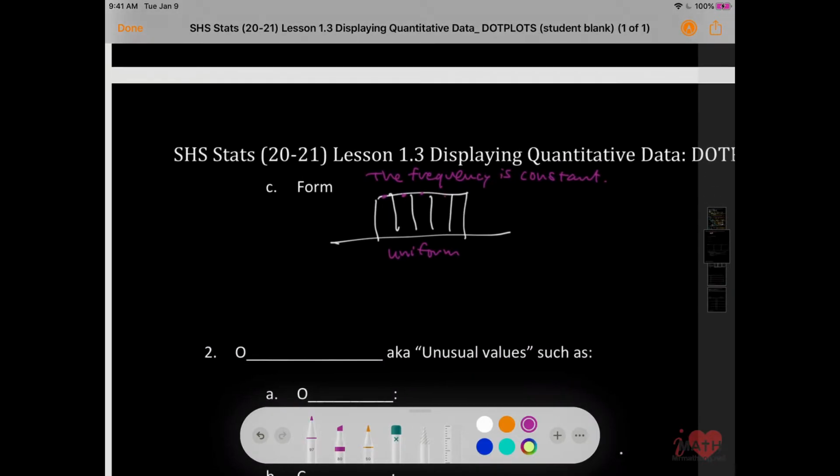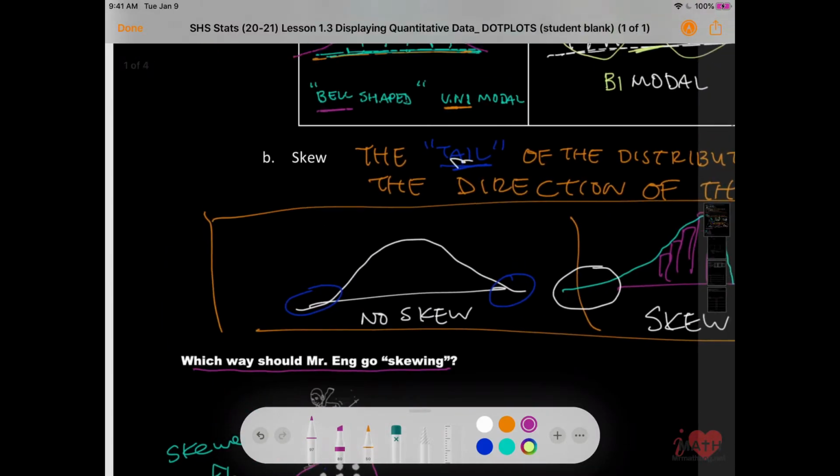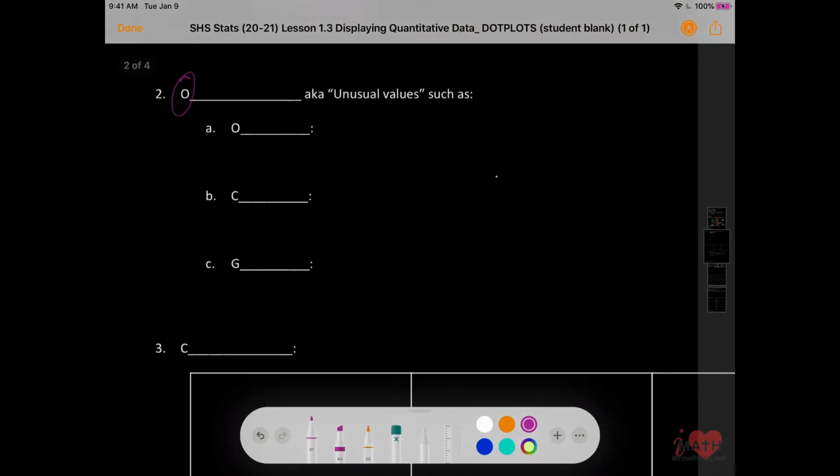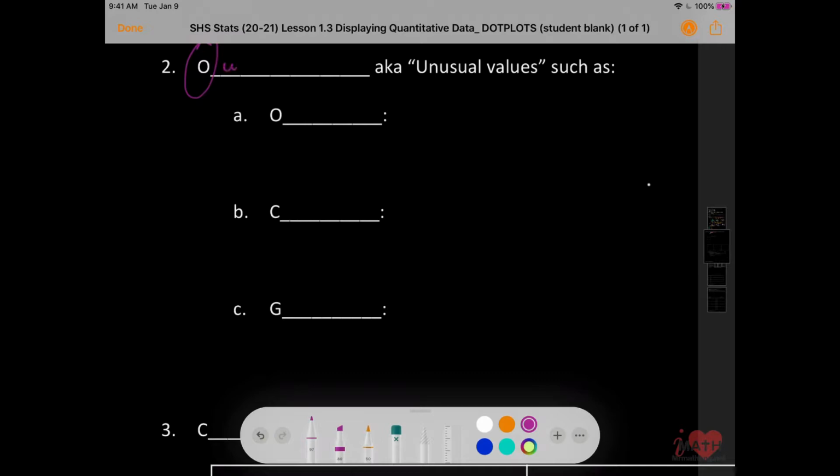All right, let's go down to now the O in SOCKS. What does O stand for? You might have actually heard it in another class. That's called the outliers. And what are outliers? They're AKA, also known as unusual values. So outliers are values unlike the rest. They're just different.